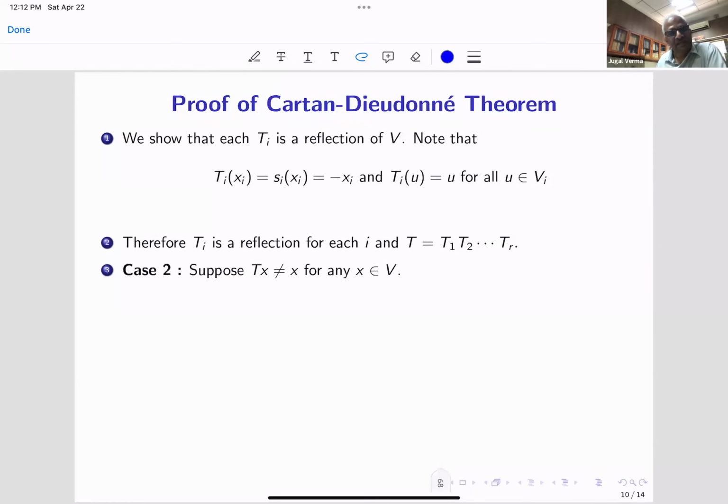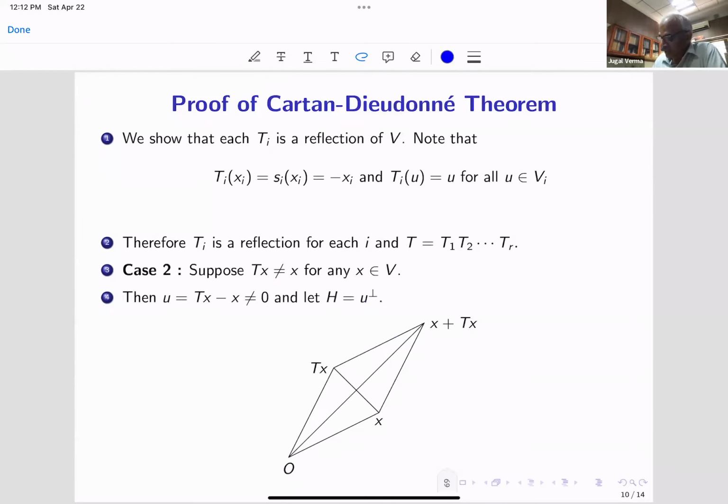And this case does arise. If you take a 2x2 orthogonal matrix whose determinant is 1, that is a rotation. And a rotation of the plane has no fixed vector. So we have to deal with this situation. So suppose Tx is not equal to x for any x in V. Then what do we do?